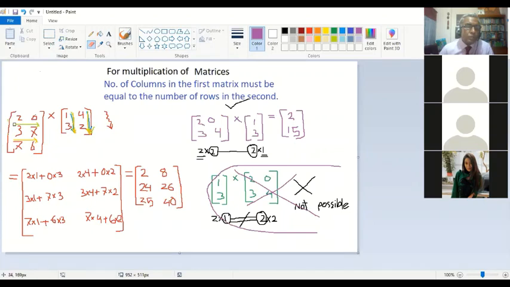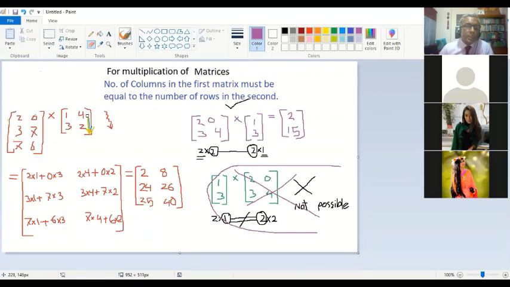Now I will show you the connection with a real life example. Is it okay? Do you understand the calculation technique? Yes, sir. Okay, now let me explain the connection with a real life example.